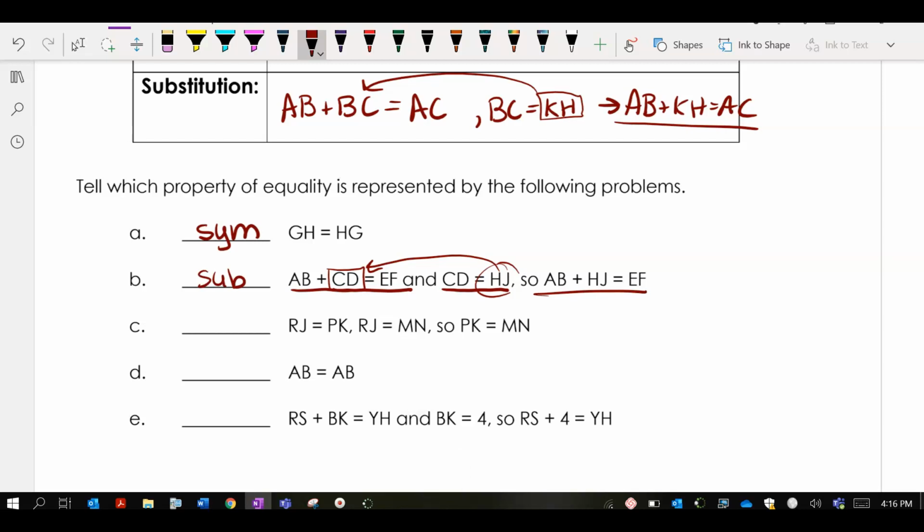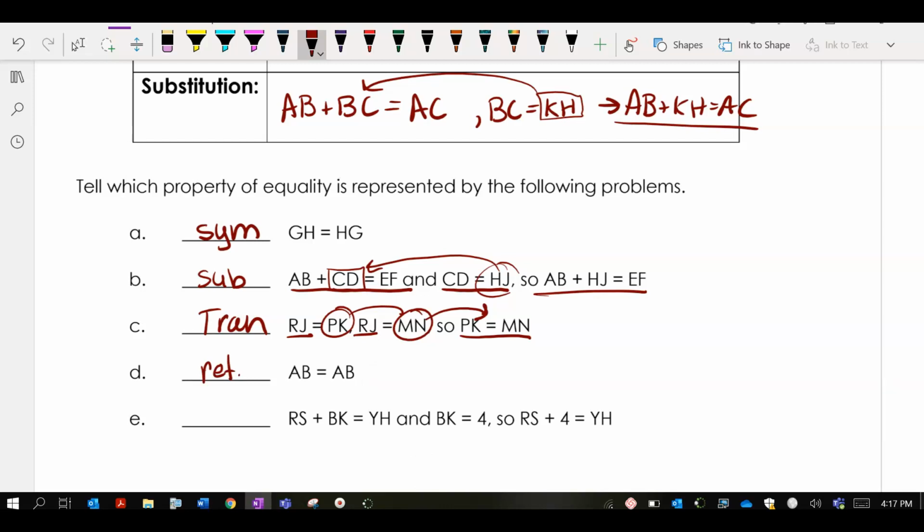The next example is RJ equals PK, RJ equals MN. I already see a trend here. RJ happens twice. So then PK equals MN. So I can say these two here are equal, and I can write that there. So that's transitive. The last one, or not the last one, this one is reflexive. They're equal to each other.